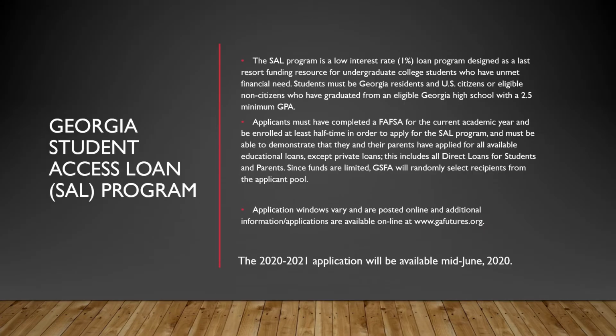So I want to talk to you guys about the SAB program. This is an amazing program. It has a low interest rate of 1%. This particular program is designed as a last resort funding resource for undergraduate college students who have unmet financial needs. The applicants must have completed a FAFSA for the current academic year and be enrolled at least half-time in order to apply. And also, they must have demonstrated that they have applied to all available education loans. This particular program is very competitive due to the 1% interest rate.